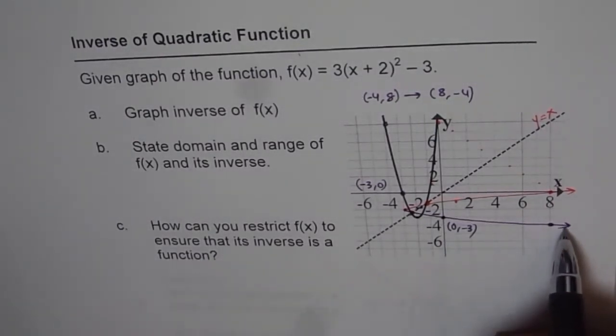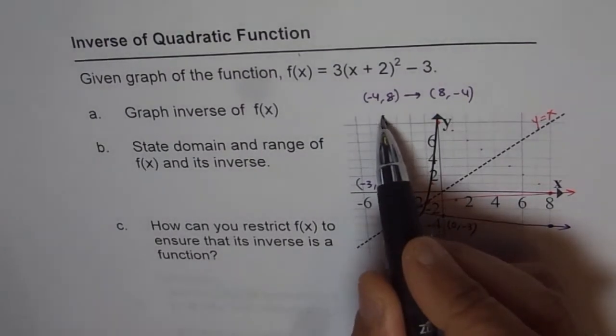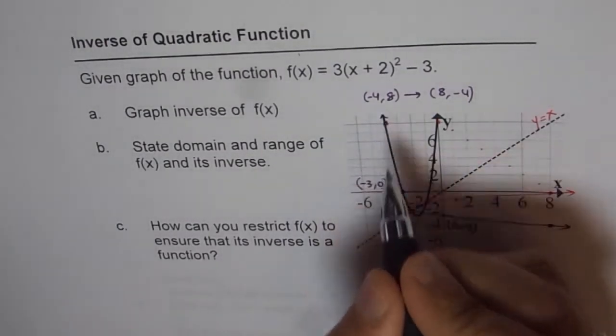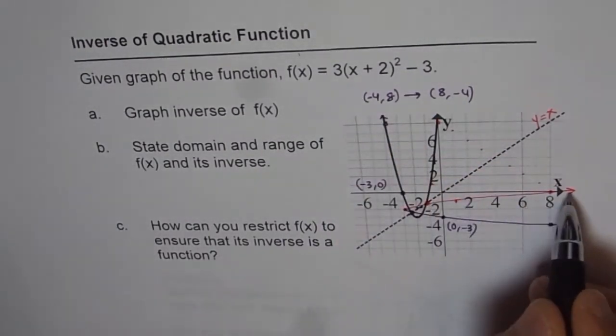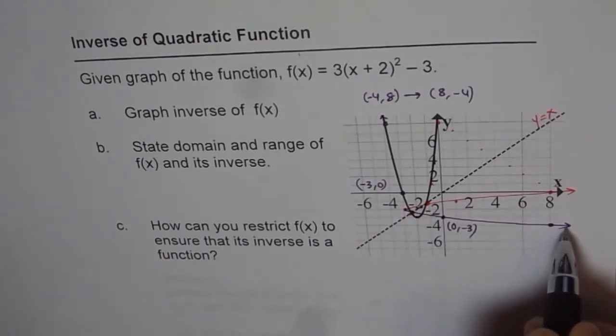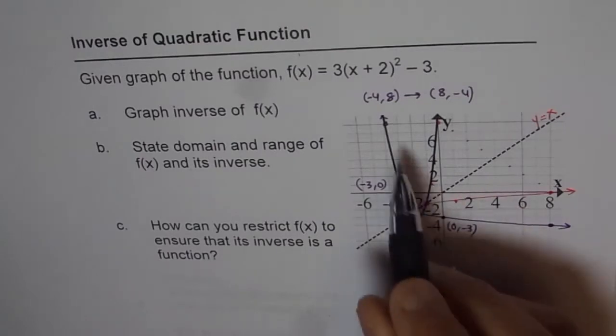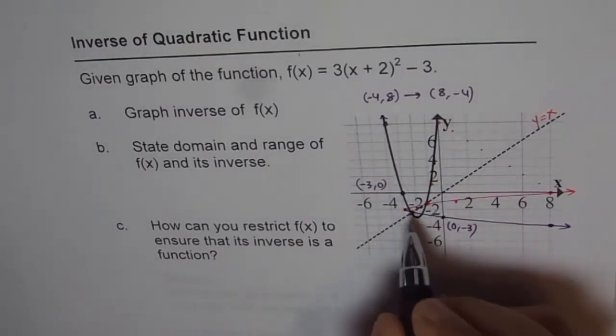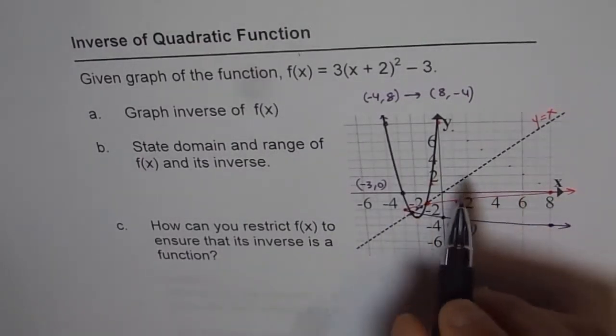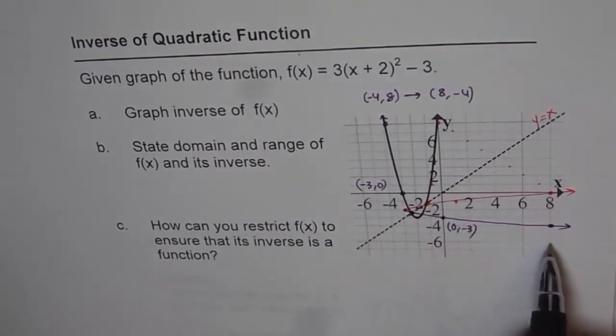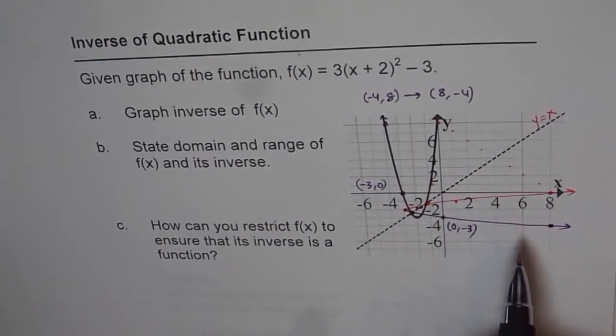So this line reflects the left half of our parabola, and we now have 2 halves of square root functions, which indicates the inverse of the given function. Do you see that? Now from here, we can answer the second part. We're done with the first part, and I've shown you 2 techniques.